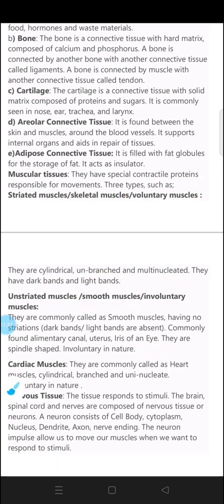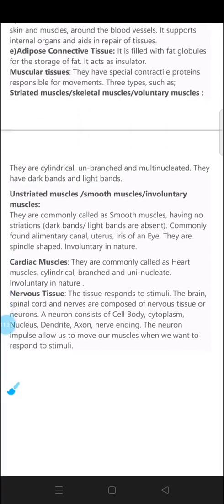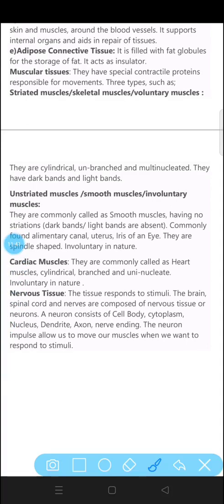The next type of tissue is nervous tissue. Nervous tissue is the tissue which is responsible for the response to stimuli. Any of the stimuli, any action that we take, is due to the nervous tissue. The brain, spinal cord, and the nerves are composed of nervous tissue or neurons. A neuron consists of cell body, cytoplasm, and nucleus, and it has dendrites and axons that help in sending the message from one place to another place.